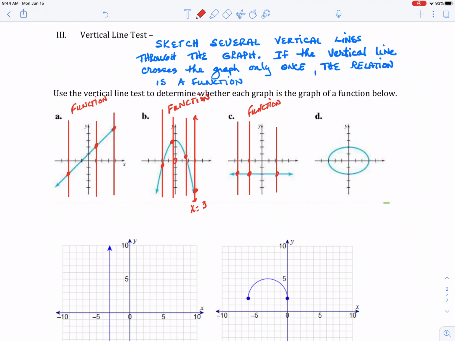This last one is an ellipse. And right there, as soon as I run that vertical line, I'm touching the graph twice. Now right here, I could argue that I only touch it once. But if at any point along the way you can put in a vertical line and it touches the graph more than once, then you would say this is not a function. It is a relation.